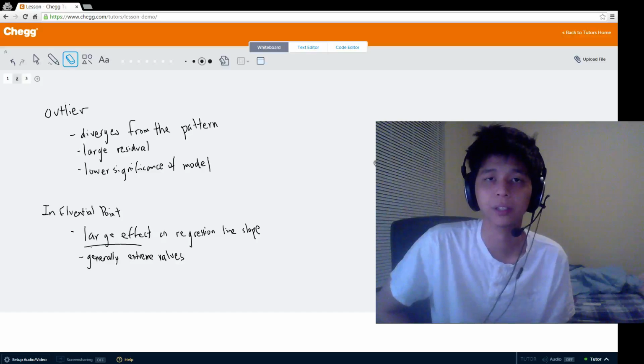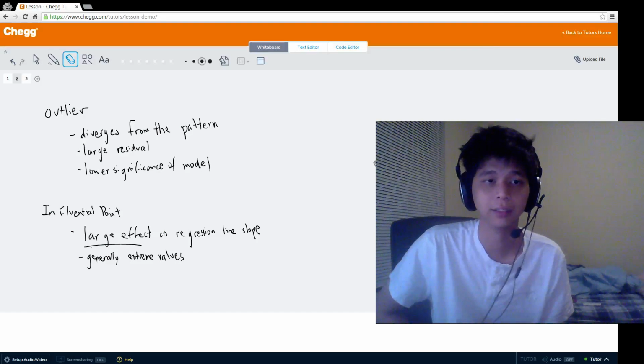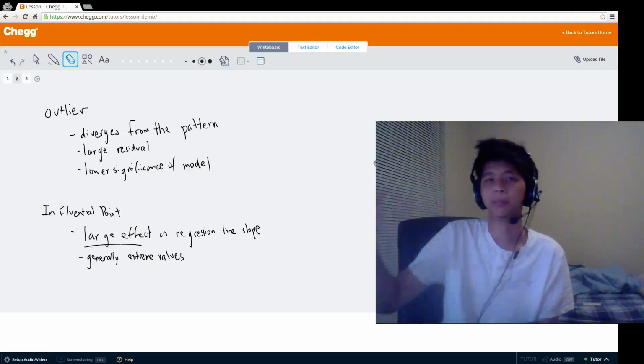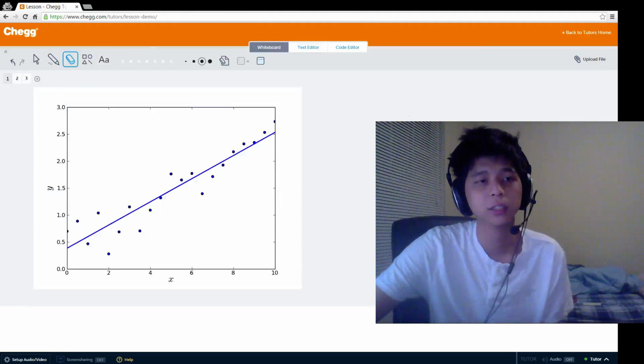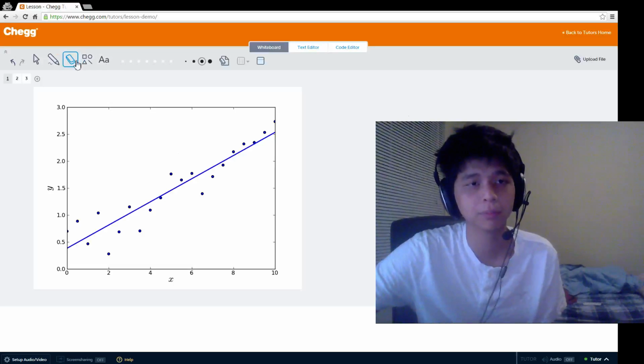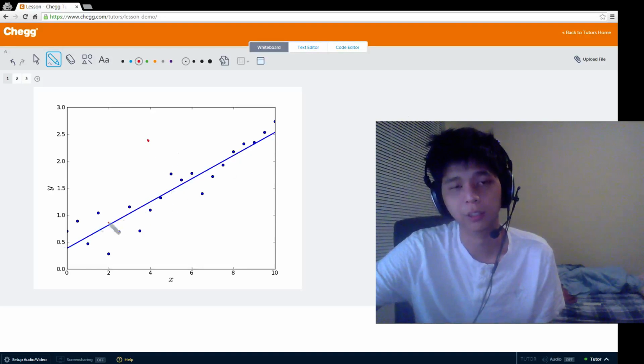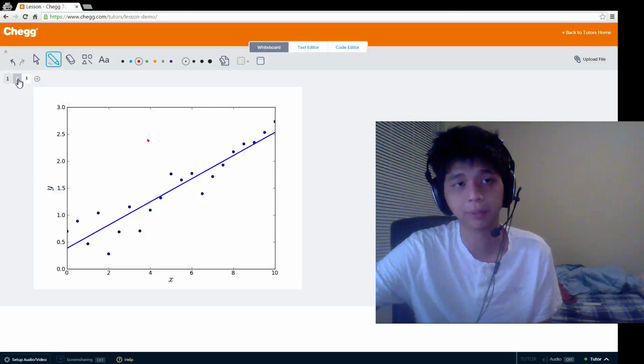An outlier is a point on this linear regression plot that diverges from the pattern. So it doesn't follow the overall linear pattern if there is one. For example, if we look at this plot and we draw in red this point over here, you can see that this point doesn't really follow this linear pattern established by all the other points. So we can call it an outlier.